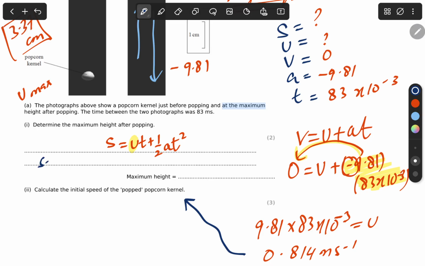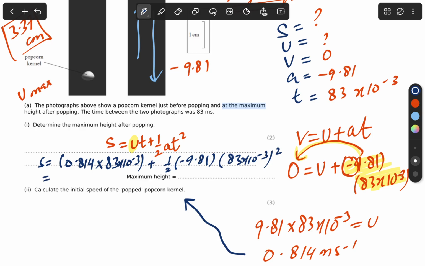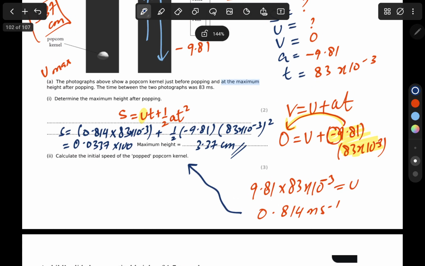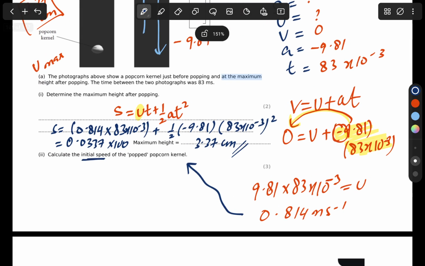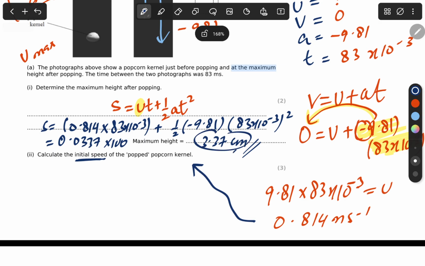Okay, so next you gotta find the maximum height. That's gonna be s is equal to 0.814 times 83 times 10 to the power of negative 3, plus half times negative 9.81 times 83 times 10 to the power of negative 3, all squared. That's gonna give me an answer of 0.0337. If I multiply that by 100, I'm going to get 3.37 centimeters. Okay, and then with this you can find the initial speed as well, which we already have actually found, right?